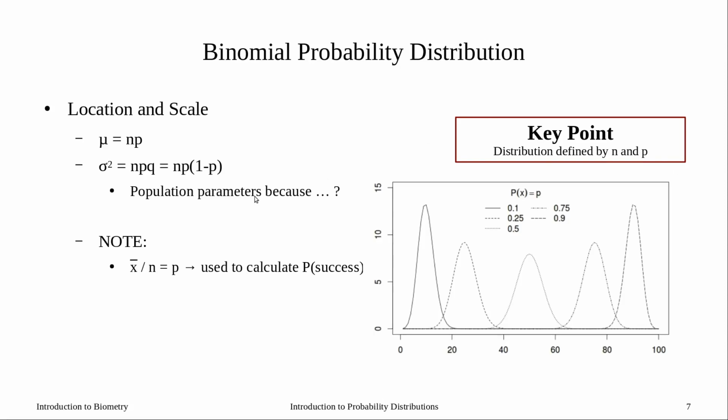Also, if we have data but we're not given the probability of success, then what we can do is take our frequency table and calculate the average. Then when we take the average and divide by the out of number, that gives us a probability of success that we could then use for all of our calculations.